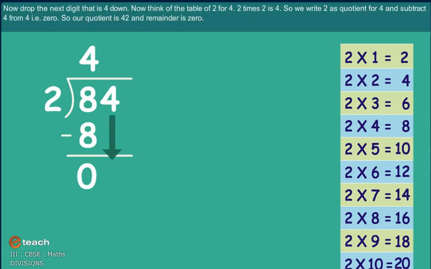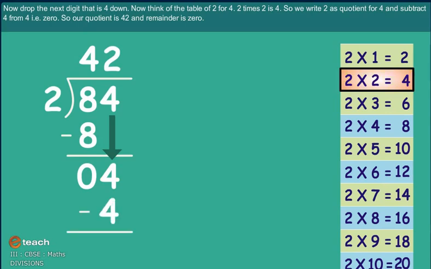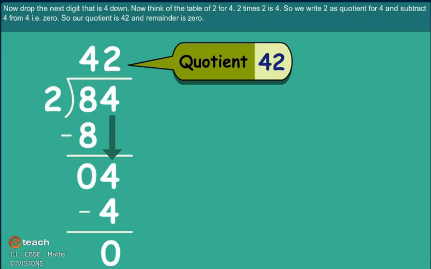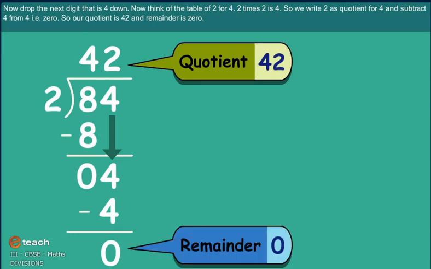Now drop the next digit, that is 4, down. Now think of the table of 2 for 4. 2 times 2 is 4. So we write 2 as quotient for 4 and subtract 4 from 4, which is 0. So our quotient is 42 and the remainder is 0.